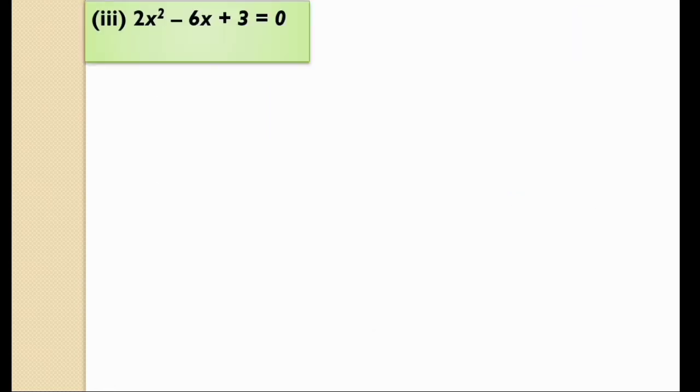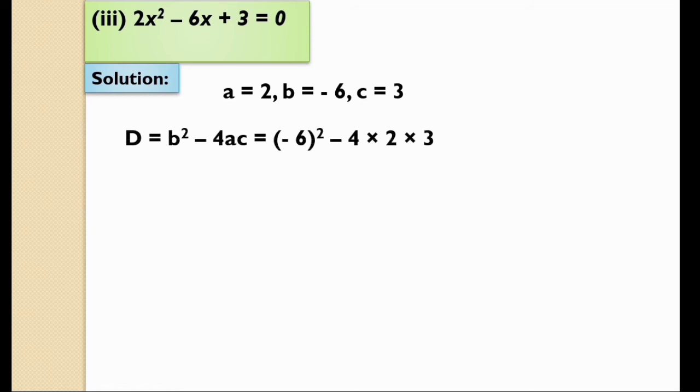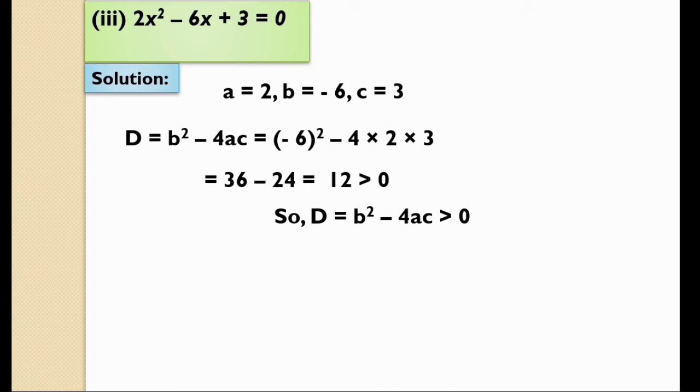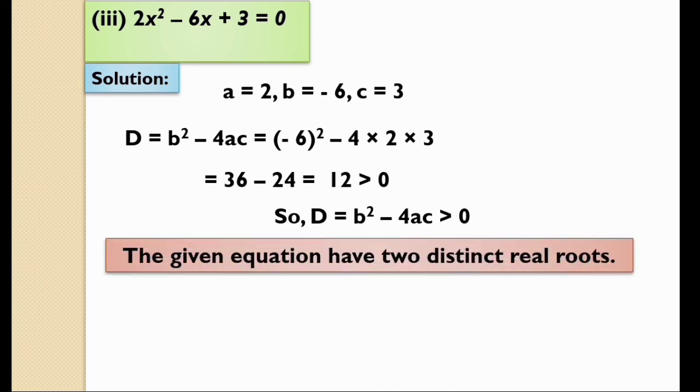The third question is 2x² - 6x + 3 = 0. Let's start the solution. Here the value of a is 2, the value of b is -6, and the value of c is 3. Now again we find the value of D = b² - 4ac = (-6)² - 4 × 2 × 3. We get 36 - 24, which is equal to 12, and 12 is greater than 0, meaning a positive value. So here D is greater than 0, and the given equation has two real distinct roots.